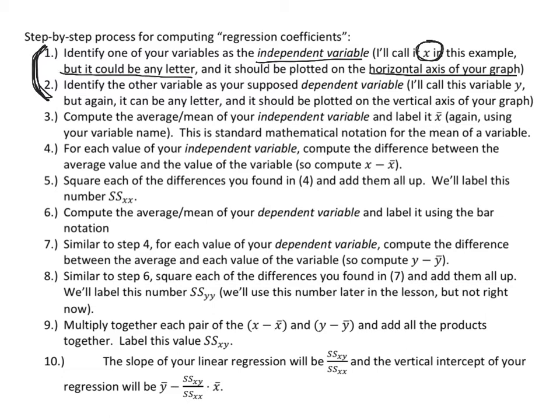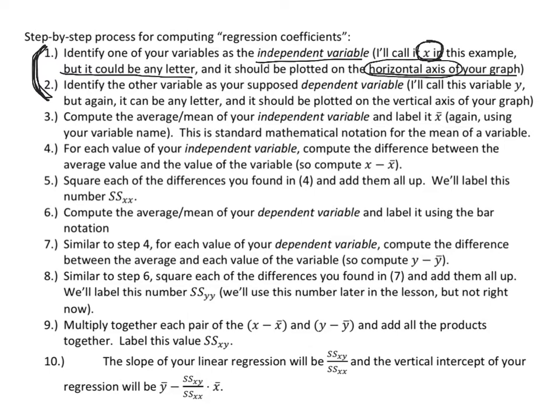So if you're using precipitation, you could use P as your independent variable. If you're using rainfall, you could use R as your independent variable. If you're using temperature, you could use T as your independent variable. It doesn't have to be X. We just are comfortable with calling it X because it's going to be the horizontal axis of your graph.